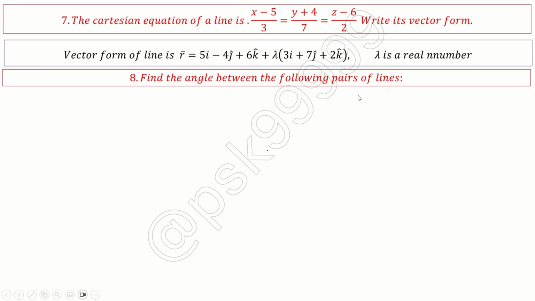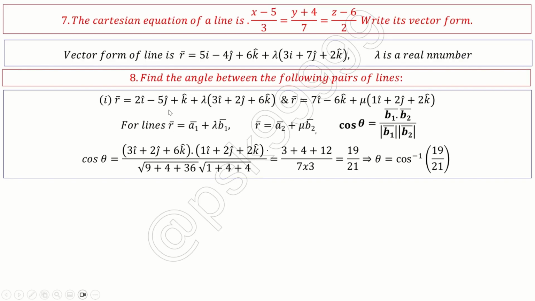Next, find the angle between the following pair of lines. Two lines are given, and the rule for the angle is cos theta equal to b1 dot b2 divided by modulus of b1 into modulus of b2. So here cos theta equal to, I have to take only b1 and b2. Angle depends only on the direction vectors. So the dot product of these two, divided by the respective moduli of their direction vectors. So here 3 into 1, which is 3, 2 into 2, so plus 4, 6 into 2, plus 12, divided by 7 into 3. So 19 by 21. So theta is equal to cos inverse of 19 by 21.